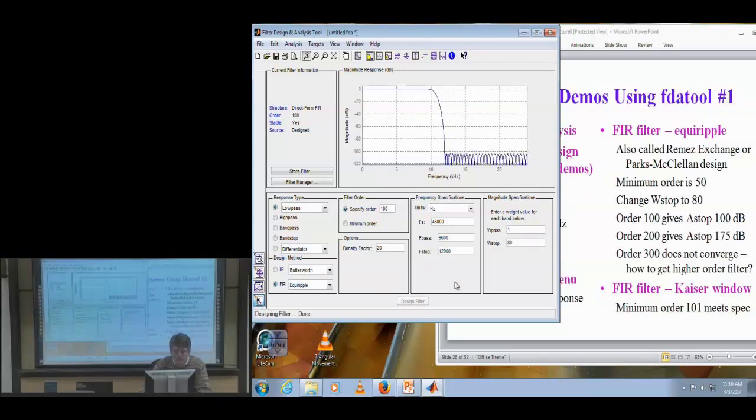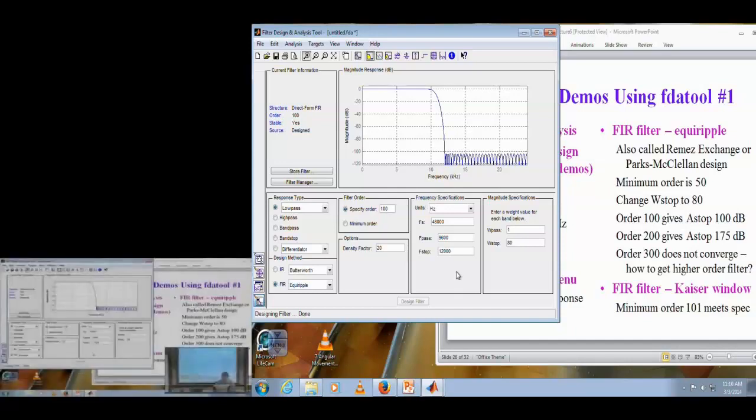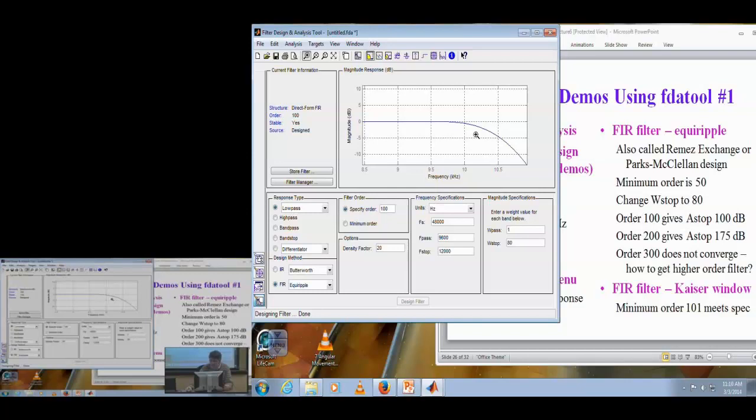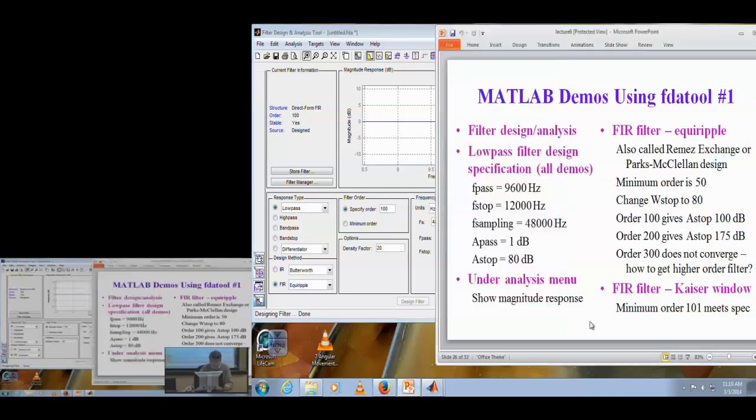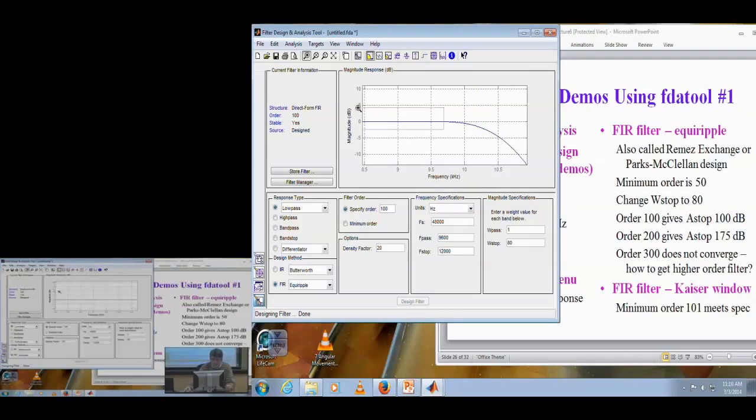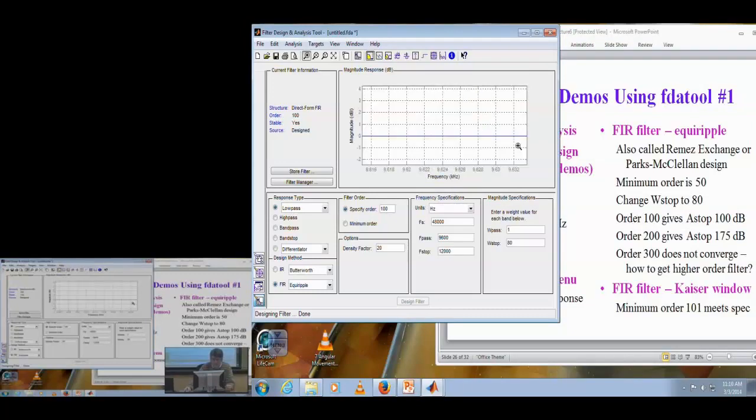So here's the 100th order filter weighted, and now do we meet spec? Yeah, we're pretty good. We're way below 80. I don't have to zoom in, right? We're way below 80. And we should probably zoom in on the passband. Where's the passband here? It's up to 9600 hertz. It looks pretty good. All right, so that's between plus or minus 1 dB from 0. So that's good.